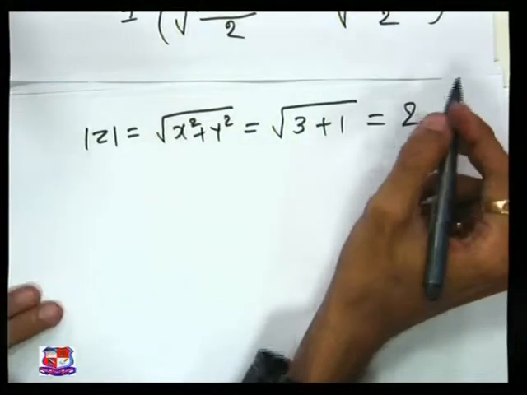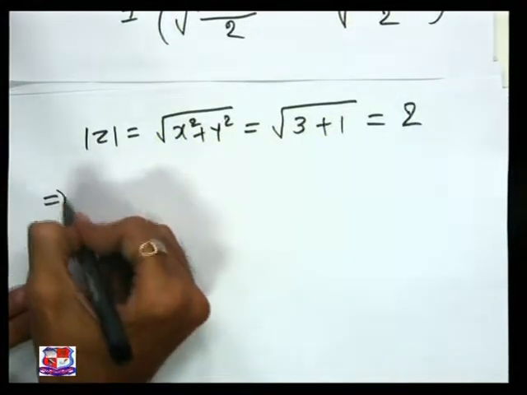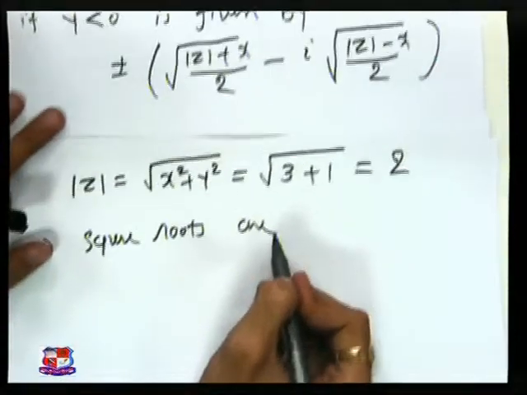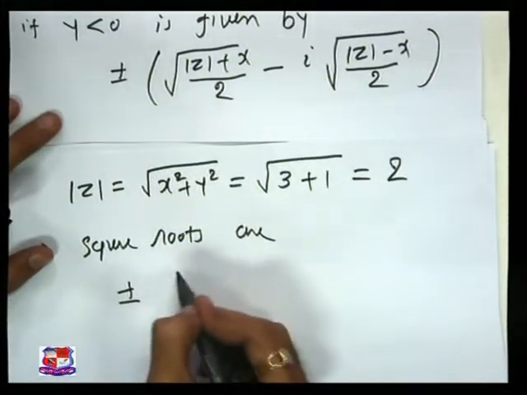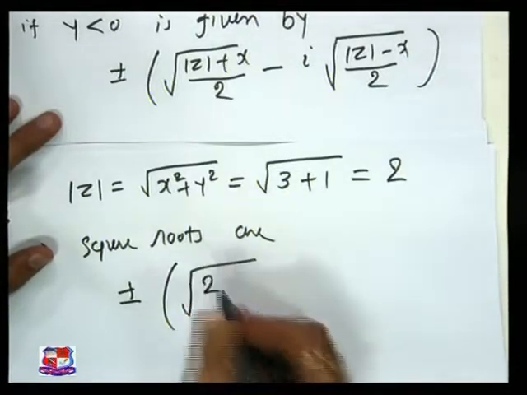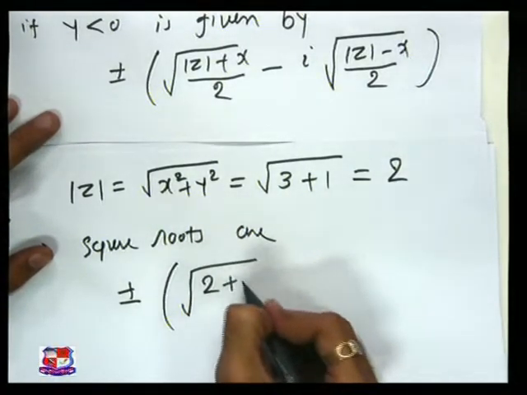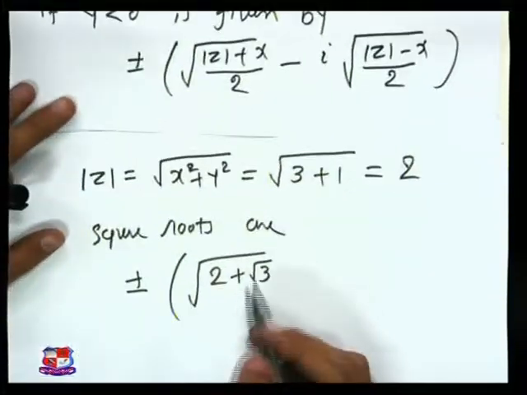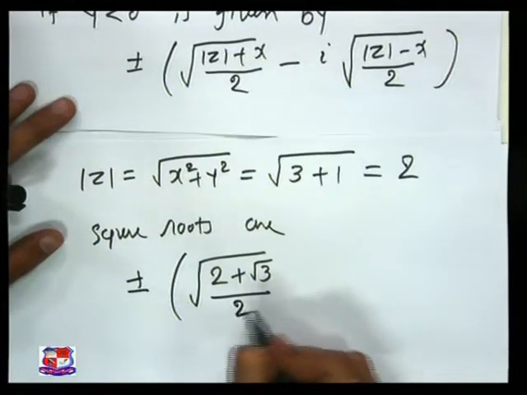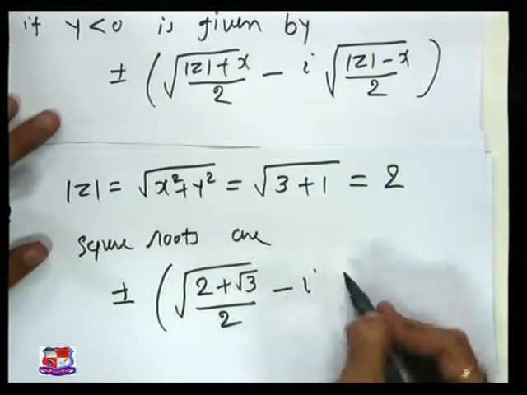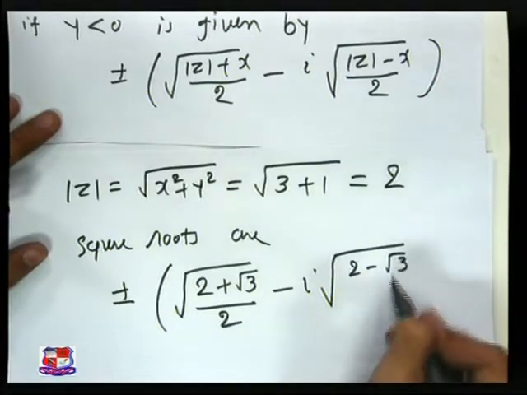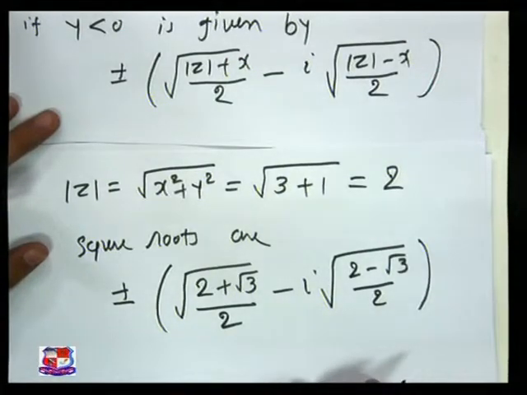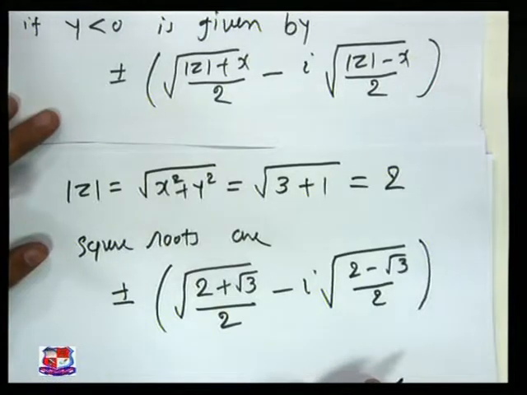So the square roots, from this formula, are plus or minus root of (mod z, that is 2, plus x, where x is equal to root 3) divided by 2, minus i root of (2 minus root 3) divided by 2. So these are the square roots of root 3 minus i.